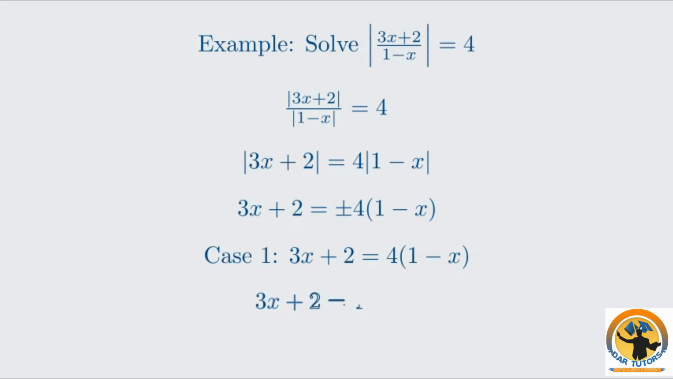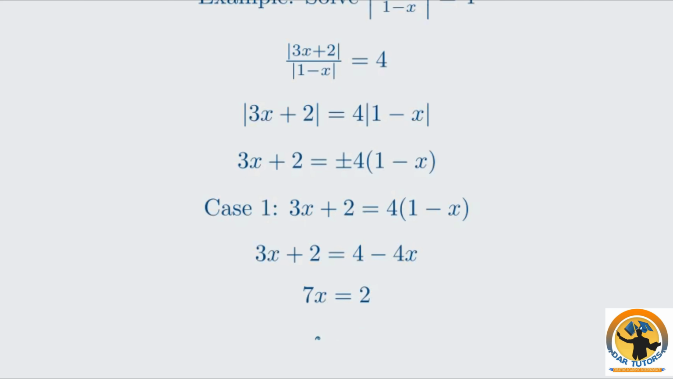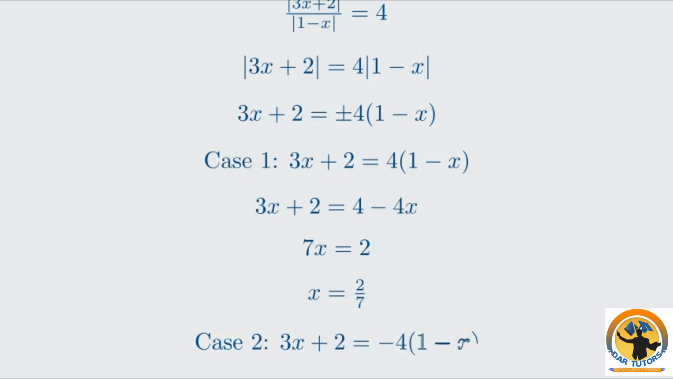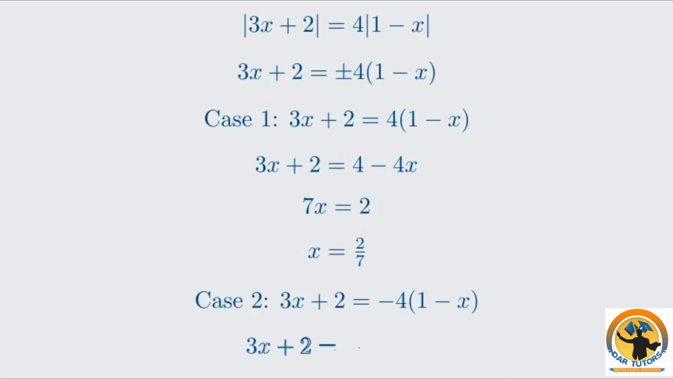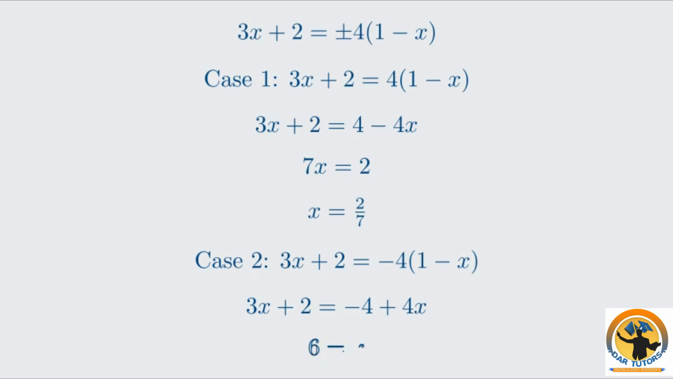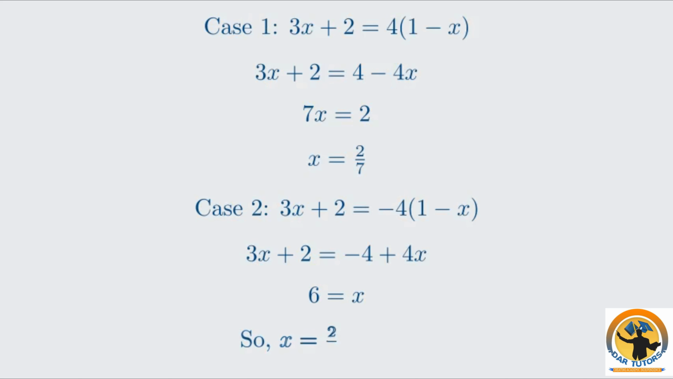Case 1: 3x plus 2 equals 4 minus 4x. Rearranging gives 7x equals 2, so x equals 2 over 7. Case 2: 3x plus 2 equals negative 4 plus 4x. Rearranging gives 6 equals x. So our solutions are x equals 2 over 7 or x equals 6.